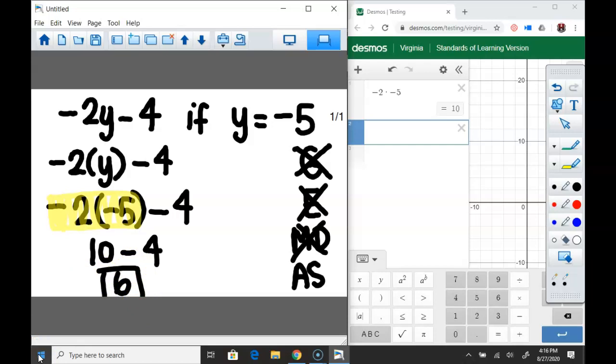So what we're going to do is plug the number they give us in for the variable in the problem, but before you do that, I want you to take a minute to think about what that problem is saying. And if you see multiplying like negative 2 times y, I want you to write that multiplication with parentheses.